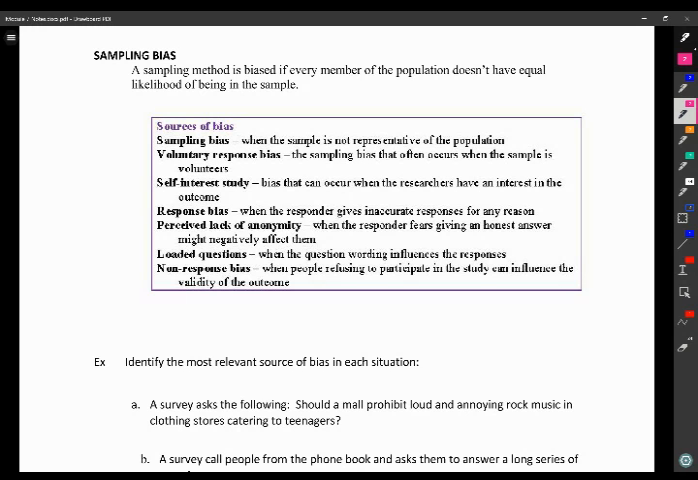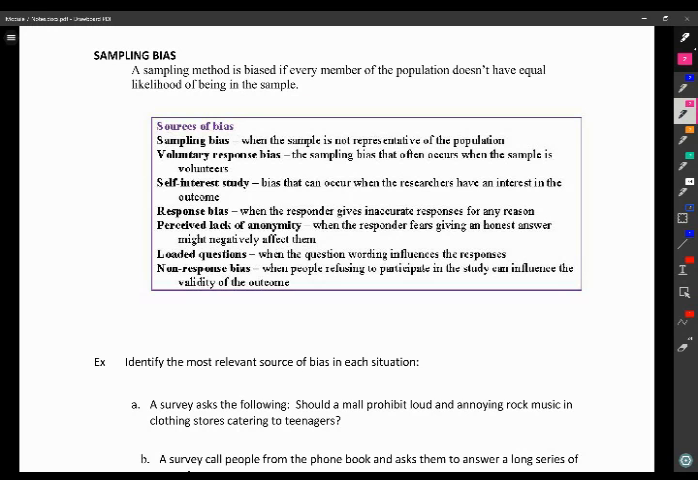Self-interest study, there's a bias there if the person who's creating or surveying the people is picking people so that they get the response that they want. A response bias is if the responder gives an inaccurate response for whatever reason: they're in a hurry, they don't really want to be bothered, they know why you're asking them and are trying to make you happy or not happy.